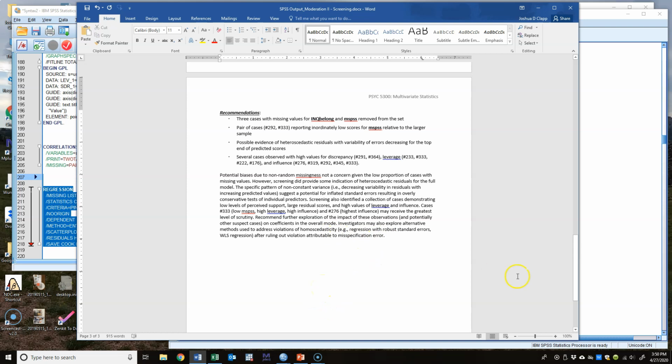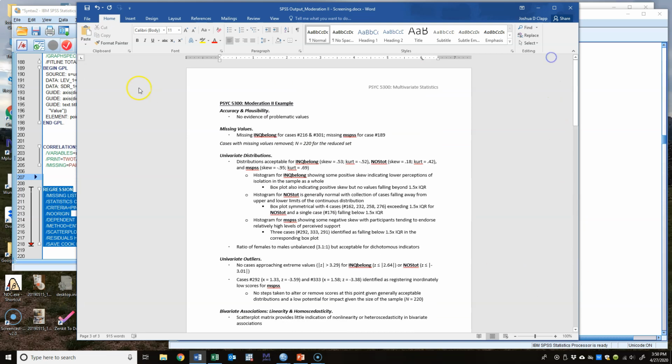I'll make sure that you have this example write-up, and I'll give you the data that we used for this if you want to take a look. Hopefully this helps you wrap your head around screening for your multiplicative models. Let me know if you have any questions, and good luck with this.